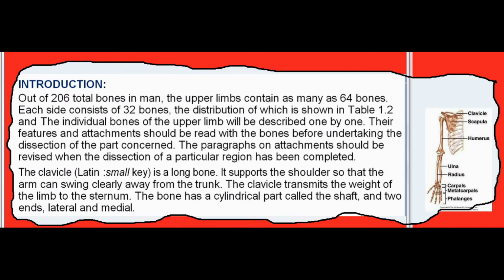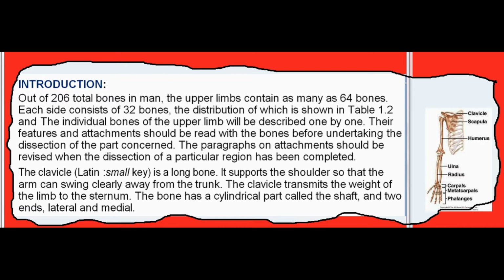Introduction. Out of 206 total bones in man, the upper limbs contain as many as 64 bones. Each side consists of 32 bones, the distribution of which is shown in Table 1.2, and the individual bones of the upper limb will be described one by one. Their features and attachments should be read with the bones before undertaking the dissection of the part concerned. The paragraphs on attachments should be revised when the dissection of a particular region has been completed.